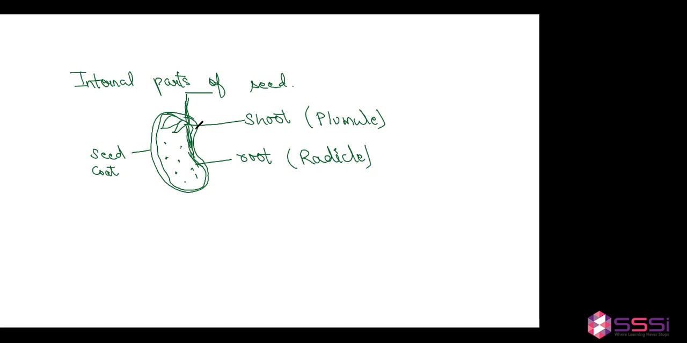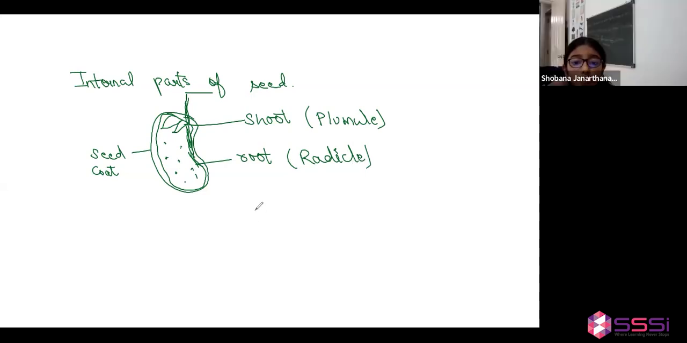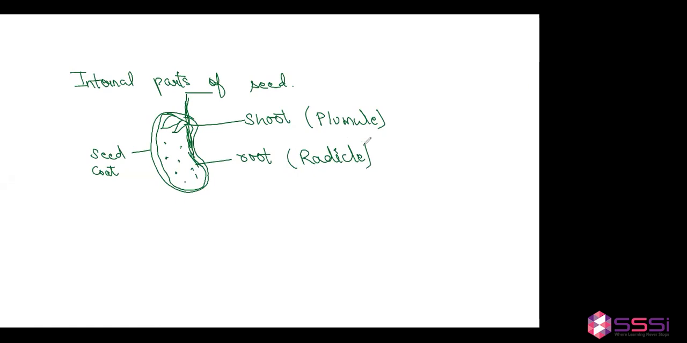When we put it within the soil, or have you seen the pulses? If we put them inside water for some days, the shoot comes out and the root grows downward. Then we put that in soil. The shoot is called plumule, and root is called radicle.